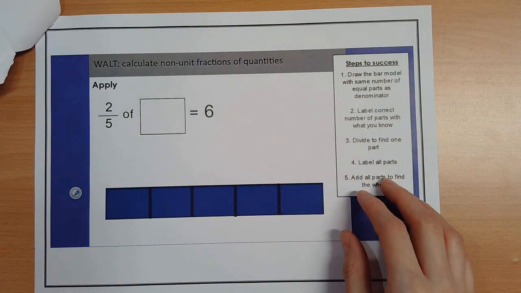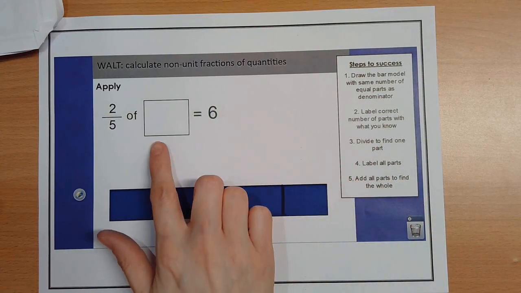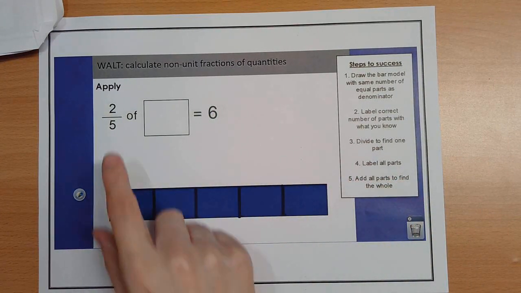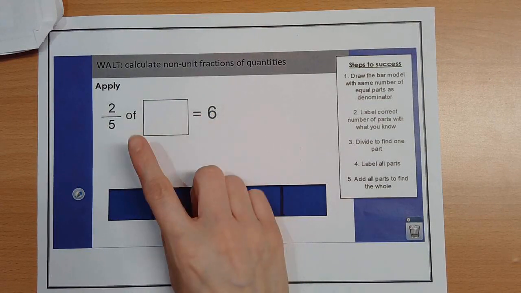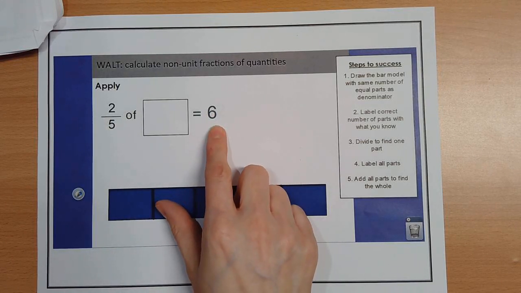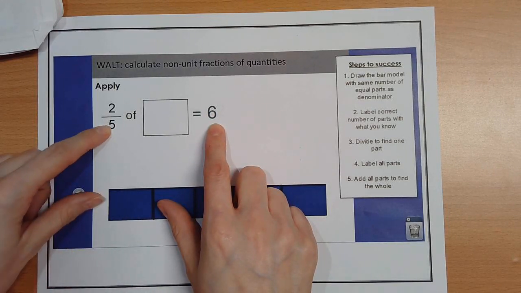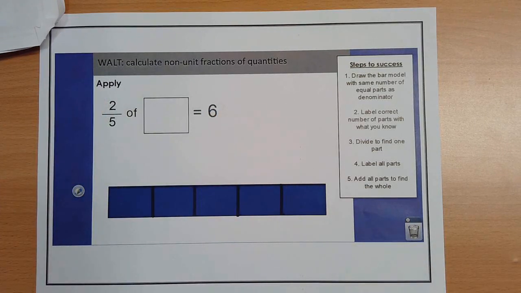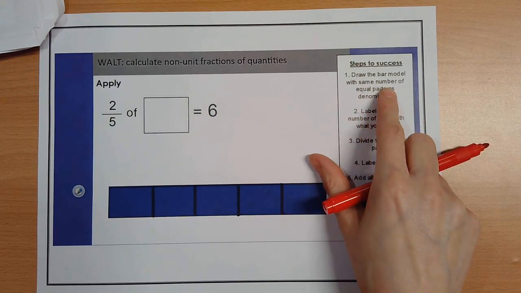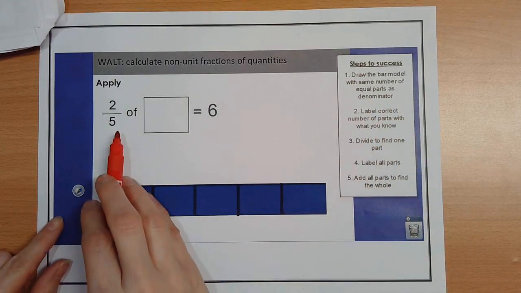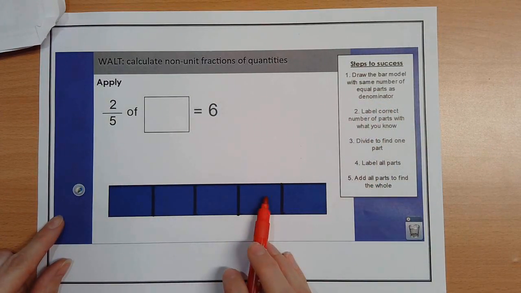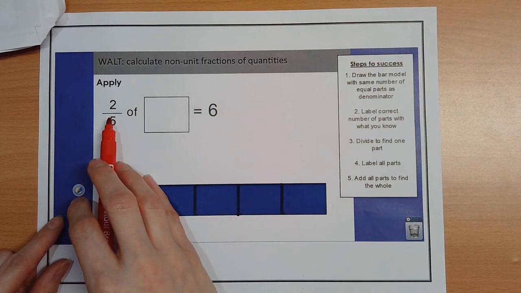We're now going to look, similarly to yesterday, at what happens when the whole is missing. So I'm looking for 2/5 of something equals 6. 2/5 of something equals 6. So I've got my parts, I know how many equal parts there are, and I've got 2 of them here. So it's a little bit different to yesterday, so listen carefully to your steps to success. Draw the bar model with the same number of equal parts as the denominator. So I've done 5 parts in mine, 1, 2, 3, 4, 5 to match the denominator.